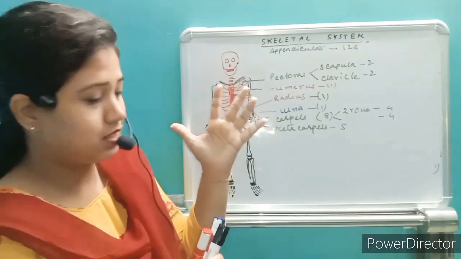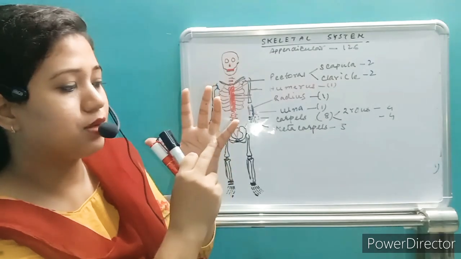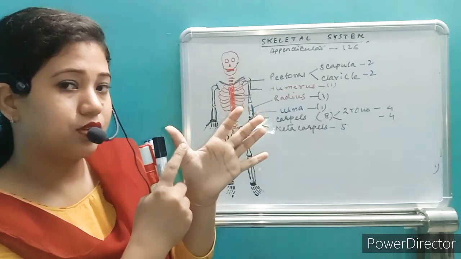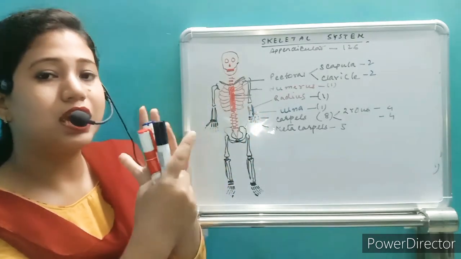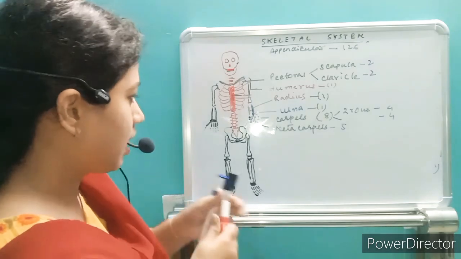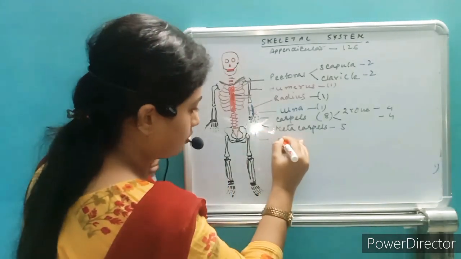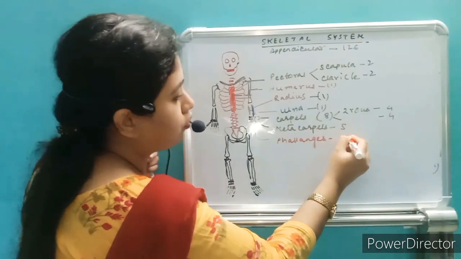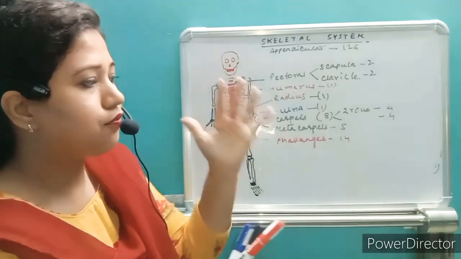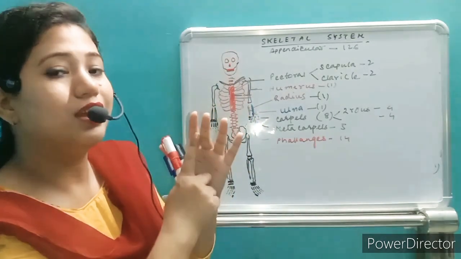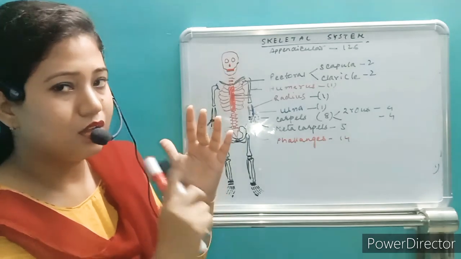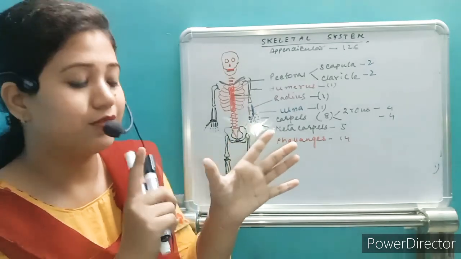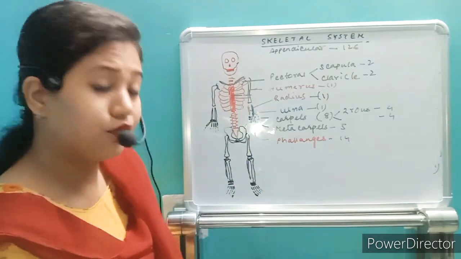After that, we have the digits. We have 5 digits. In each of the 4 fingers we have 3 bones, and in the thumb we have only 2 bones. These are our phalanges. How many phalangeal bones do we have? 14 bones. You can count it: 4 digits with 3 bones each, so 4 threes are 12, and on the thumb we have only 2 bones, 13, 14. So in the phalanges we have 14 bones.